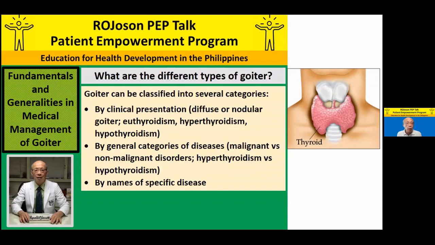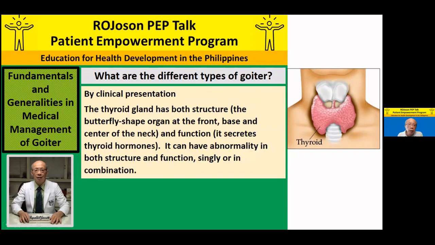Now let's go to the second question. What are the different types of goiter? Goiter can be classified into several categories by clinical presentation, by general categories of the disease, and by the names of specific diseases. By clinical presentation, okay, the thyroid gland has both structure, this butterfly-shaped organ at the front, base, and center of the neck, and it also has functions because it secretes thyroid hormones. So it can have abnormality in both structure and function, either alone, structure or function, or both in combination.